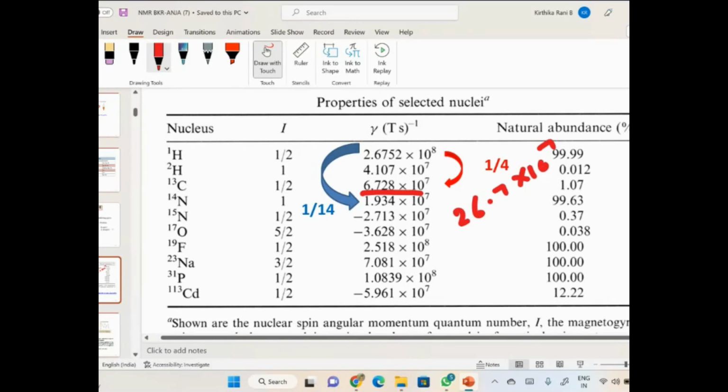And when you compare nitrogen, the gyromagnetic ratio of nitrogen is less than hydrogen. So remember these comparisons. Remember that the gyromagnetic ratio of hydrogen is 4 times that of carbon, so 6.7 into 4 will give you 26 point something. Similarly, nitrogen-14 is 1/14th of hydrogen, or hydrogen is 14 times that of nitrogen.